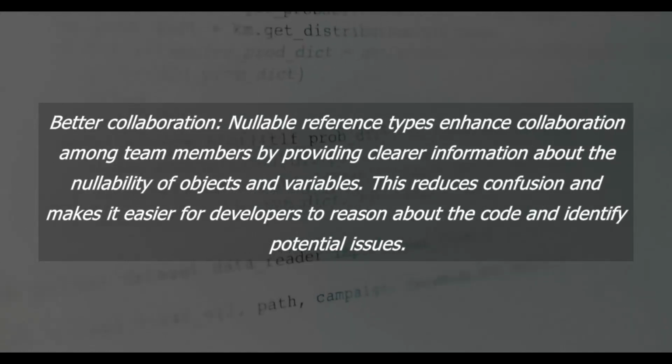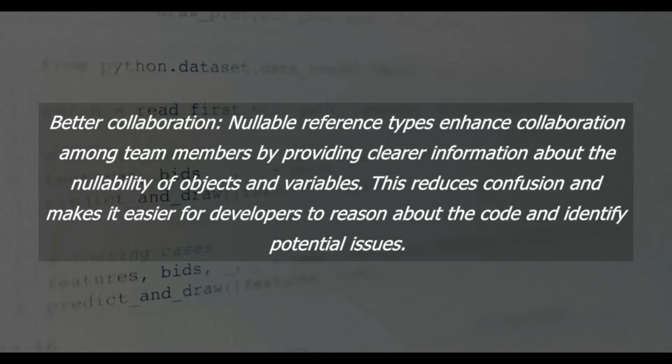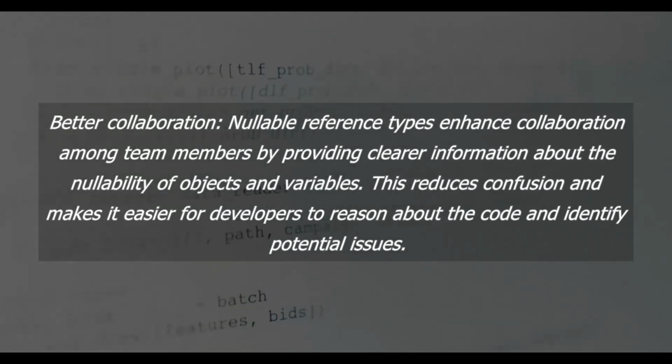Better collaboration. Nullable reference types enhance collaboration among team members by providing clearer information about the nullability of objects and variables. This reduces confusion and makes it easier for developers to reason about the code and identify potential issues.